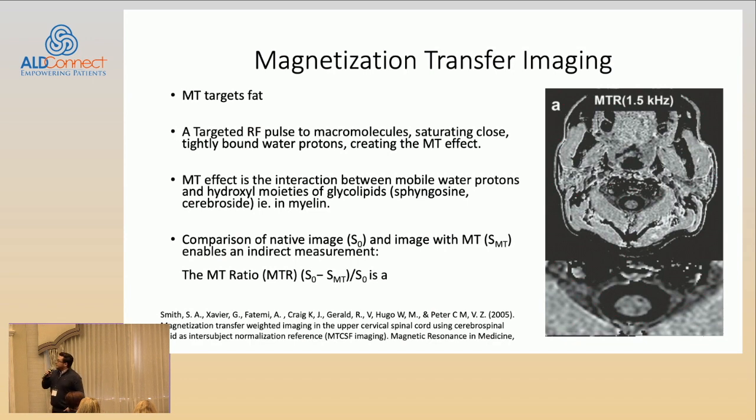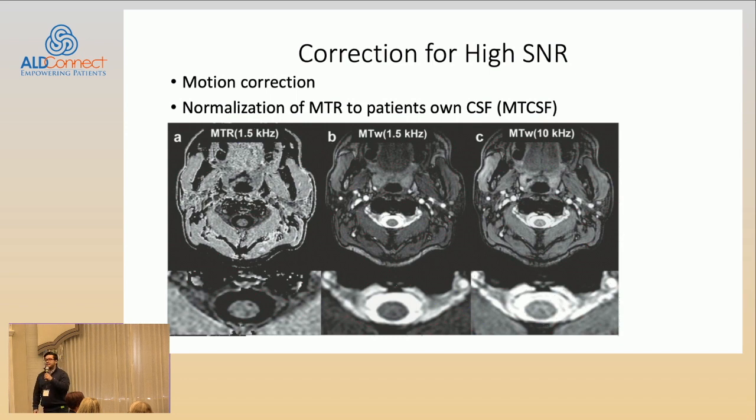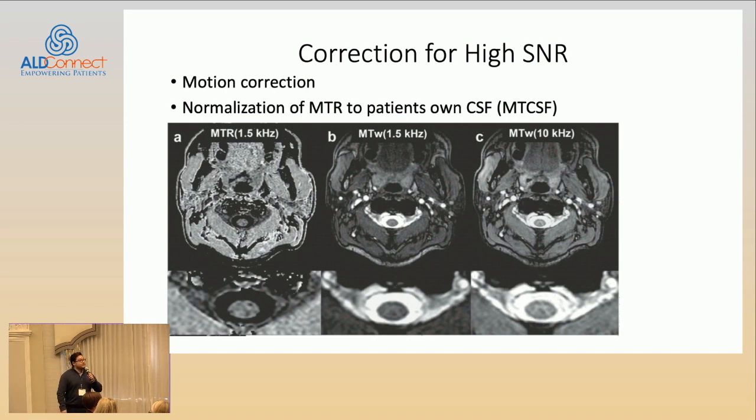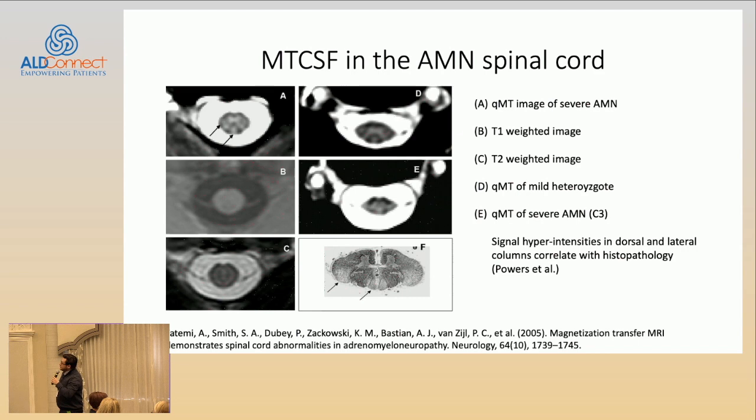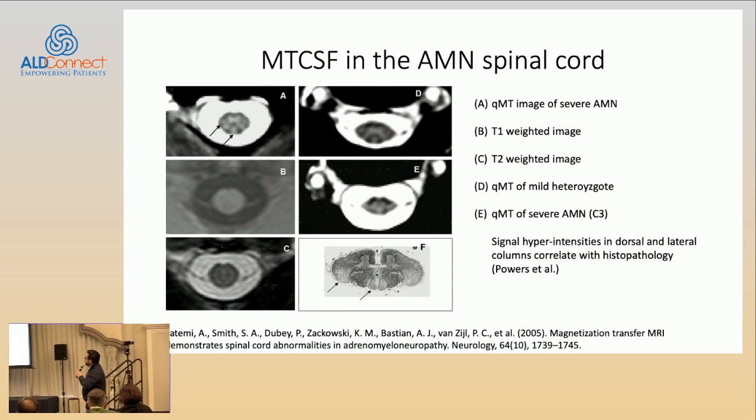So the value that we're looking at in MT is called the MT ratio. You look at the native scan without MT, subtract the MT, and then you get this MT ratio. Now, the MT ratio itself has a high signal-to-noise ratio. You can't really tell what you're looking at. But Dr. Seth Smith and Dr. Ali Fatemi in 2005 came up with a way to normalize the signal to each person's own CSF value, to the water around it. And by doing so, created a signal that in AMN was able to correlate with and show the pathology of the spinal cord.